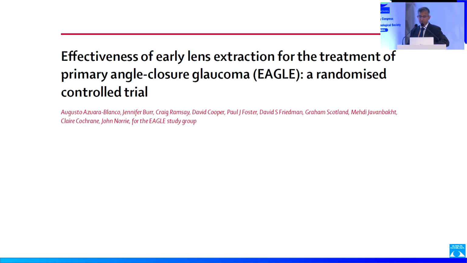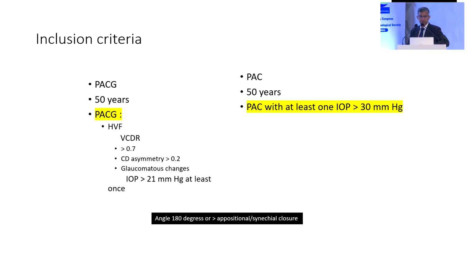So we were hoping that this study will tell us what happens to the angle post-LPI and whether this really helps. And so this is, of course, the EAGLE study, which Monisha also alluded to. And essentially what it did, it looked at primary angle closure above 50 years, or primary angle closure with at least one intraocular pressure more than 30 millimeters of mercury. This is one little bit that everybody forgets about conveniently. You had to have a pressure of, at least one pressure of more than 30 millimeters of mercury. You had to have at least 180 degrees of appositional or synechial closure.